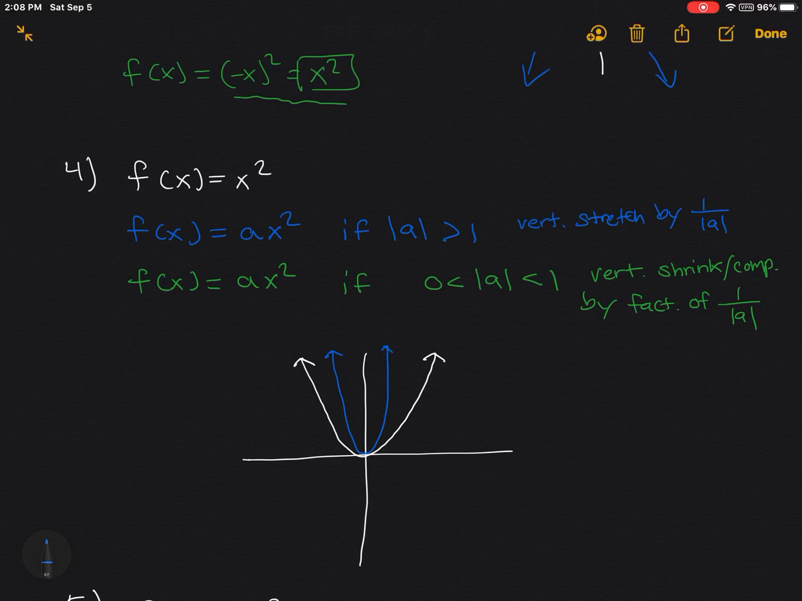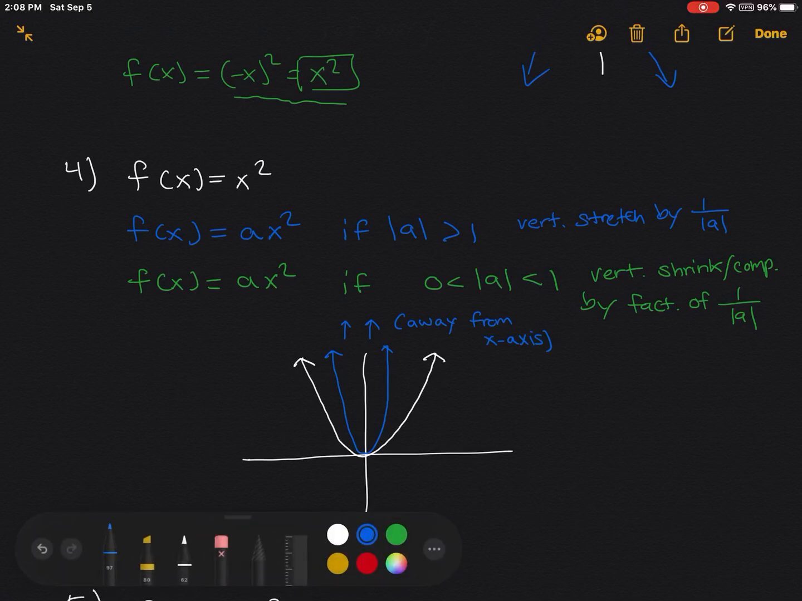In other words, the new graph becomes narrower, okay? So vertical stretch, pulling away from the x-axis. It takes my original graph and pulls it away from the x-axis. That's what a vertical stretch means. And so in comparison to the parent function, it looks narrower, right?